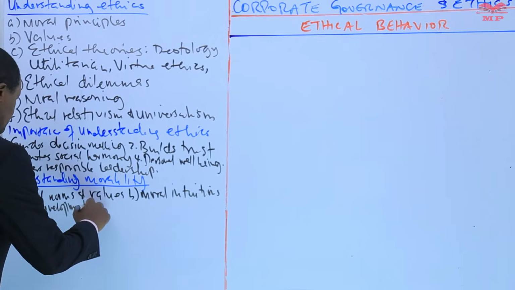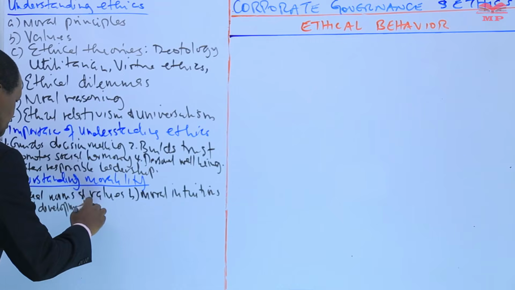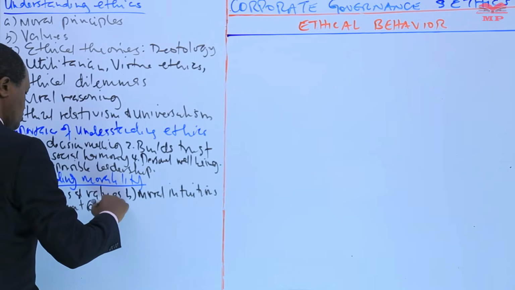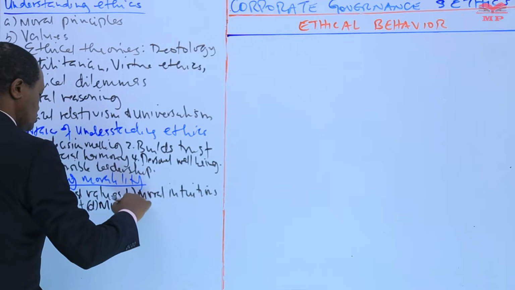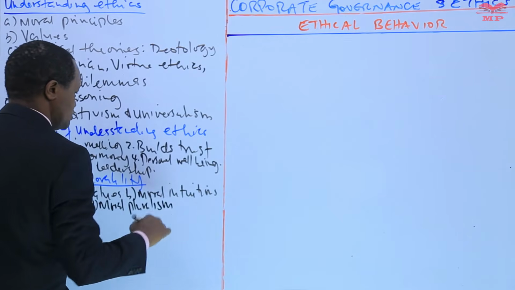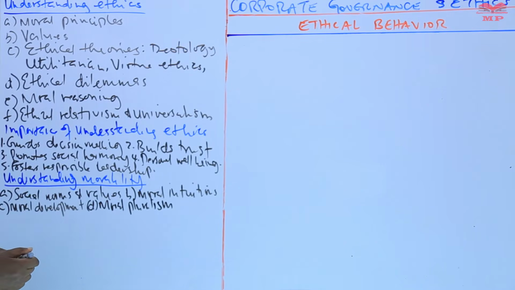Let me continue with the alphabet. D, moral pluralism. Moral pluralism is yet another aspect of understanding morality.